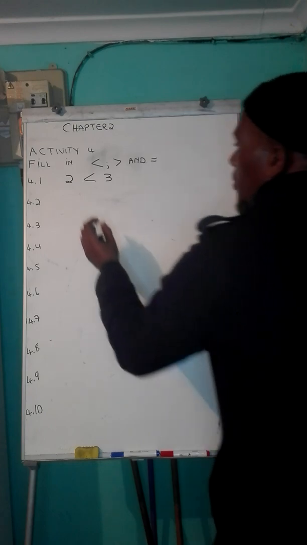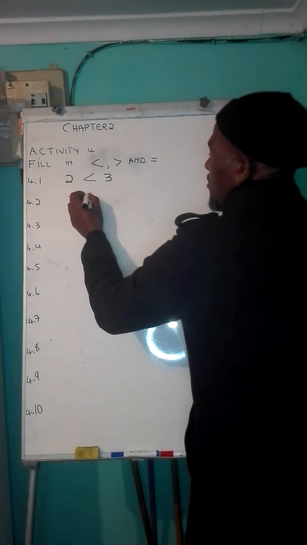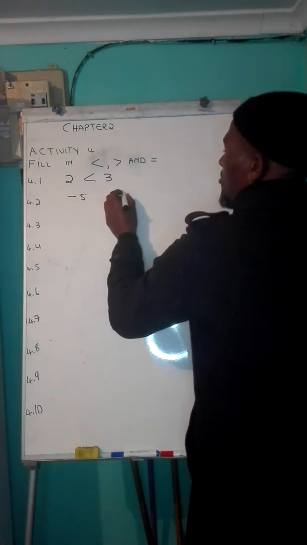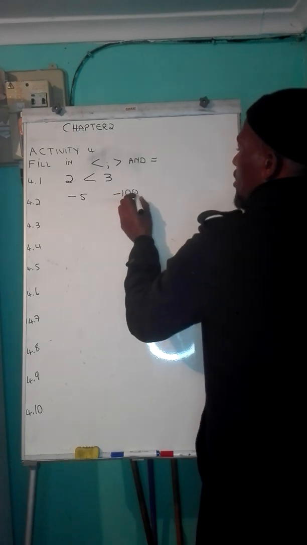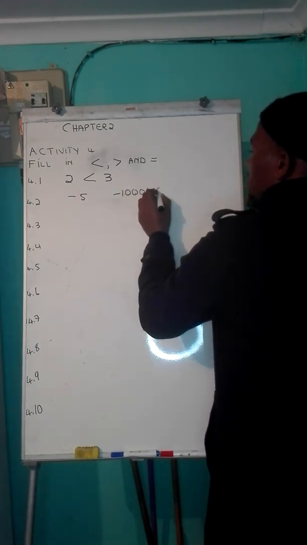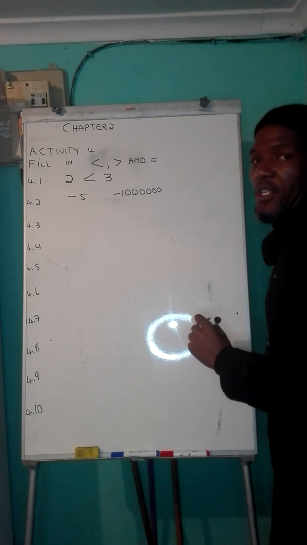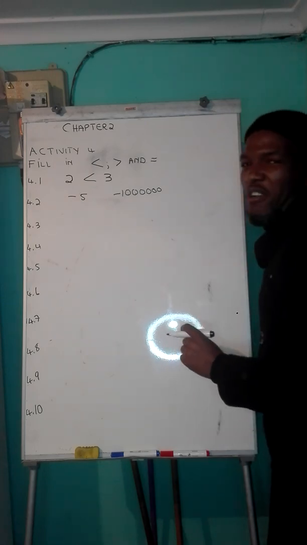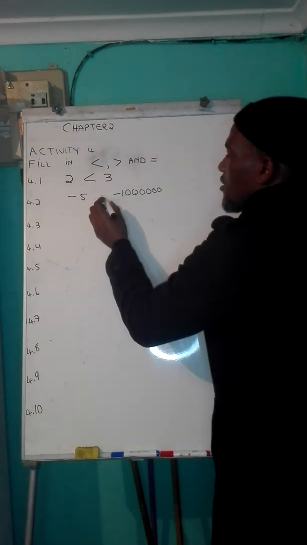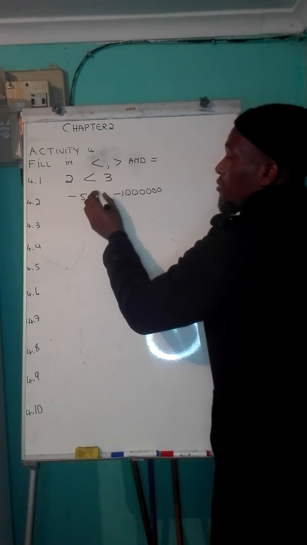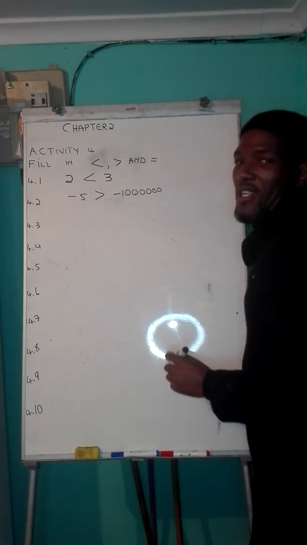So, what is minus 5 and minus million? 1, 2, 3, 4, 5, 6. Which one is big? Minus 5 is bigger than minus million. Okay.